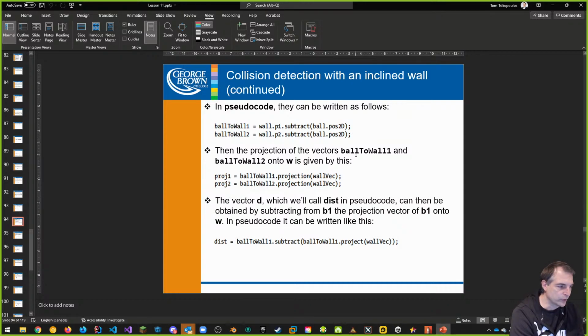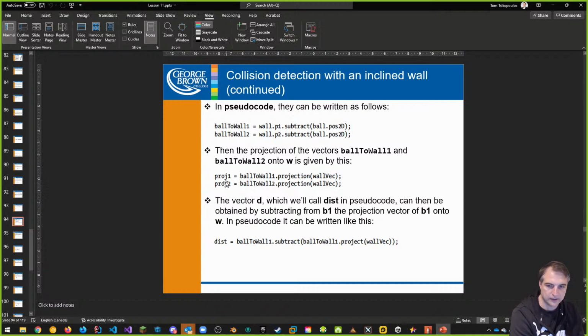And then in pseudocode, we can write something that looks like this. Ball to wall 1 is equal to wall P1 subtract ball, in 2D position, whatever that ball is. And ball to wall 2, or B2, is wall P2 subtract ball, or we can use Vector2s in Unity. It's pretty simple.